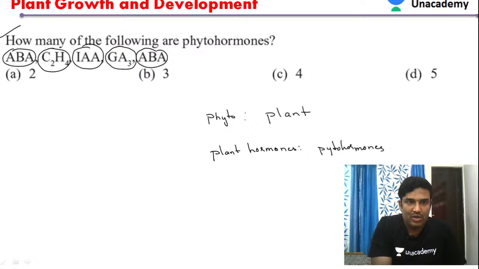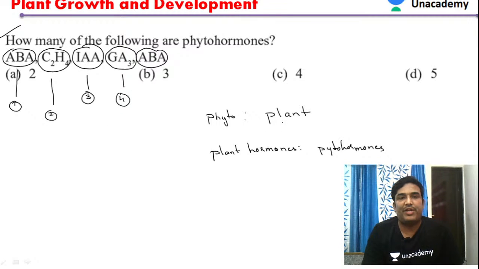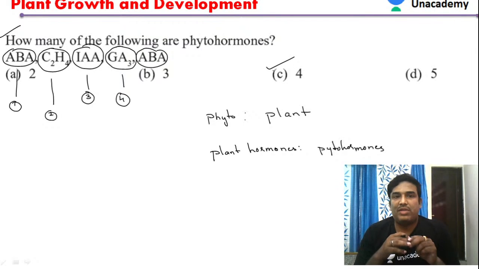So how many types of phytohormones are there? The first is abscisic acid, the second is ethylene, the third is indole acetic acid, and the fourth is gibberellic acid. So four different types of phytohormones are present in the given question. Actually there are 5 different types of phytohormones.